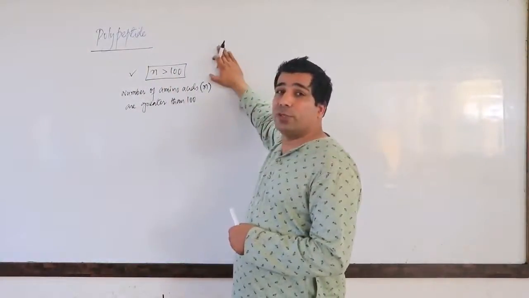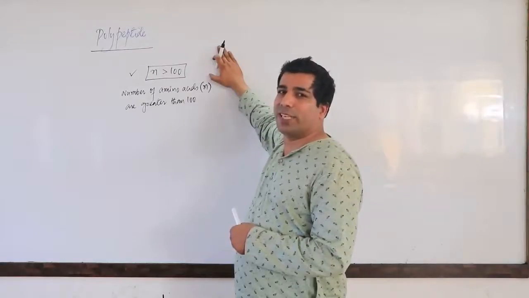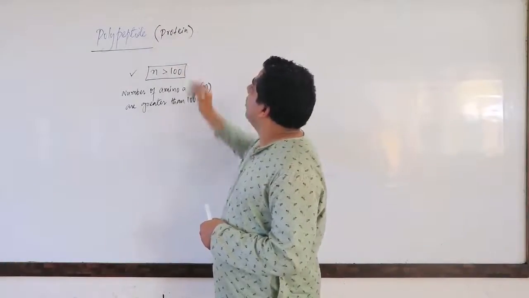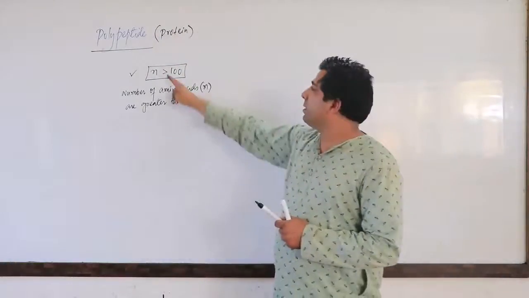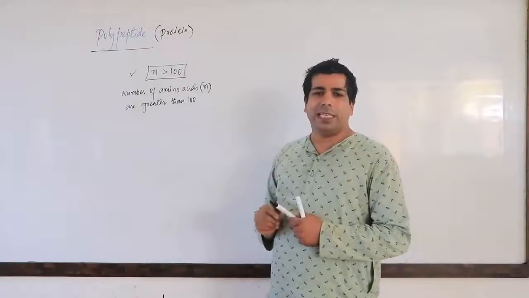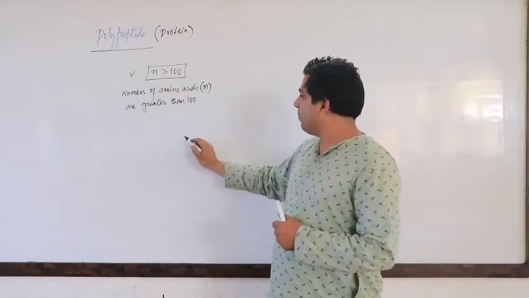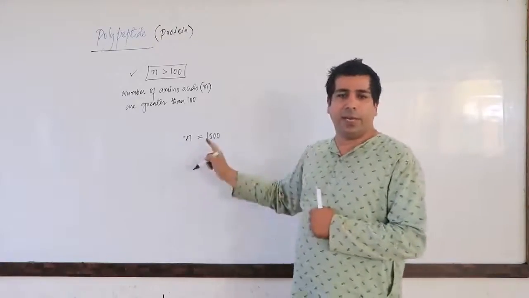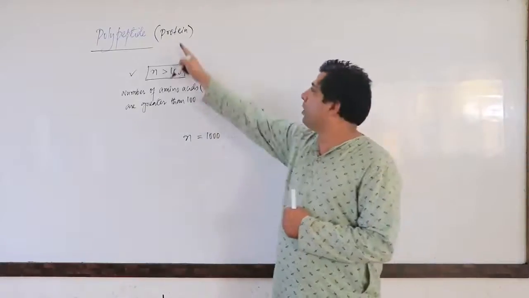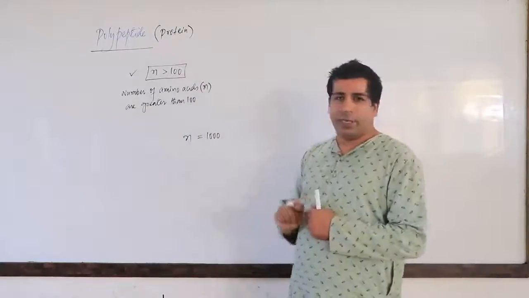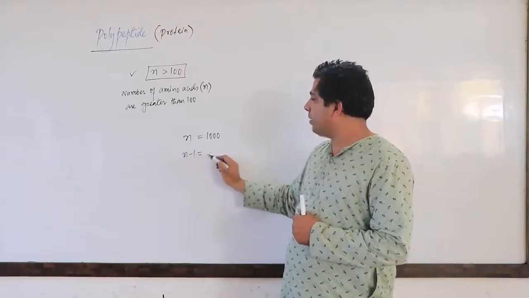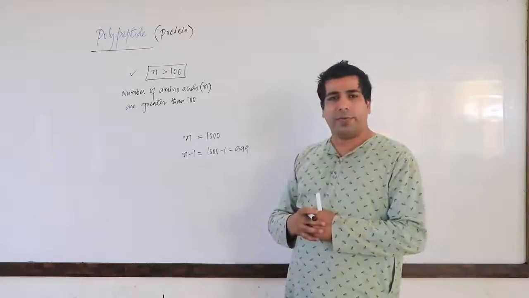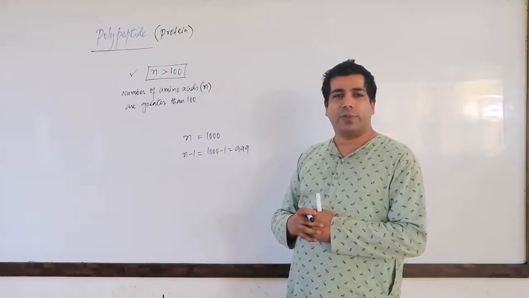And remember the exceptional case also, insulin. Insulin is the only exception case. Okay? So it is a protein. We know that N is greater than 100. Correct? Let us fix some value. Let us suppose N is 1000. That means how many amino acids are present in a protein here? Let's suppose 1000 are there. Then how many peptide bonds will be there? N minus 1. What is that? 1000 minus 1. How much is that? 999 peptide bonds will be there.